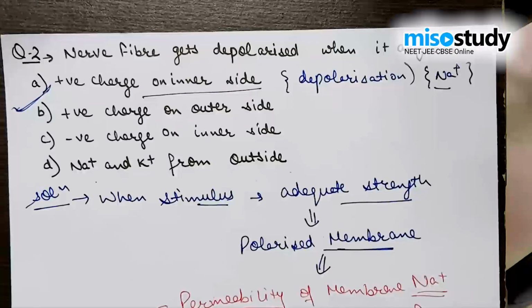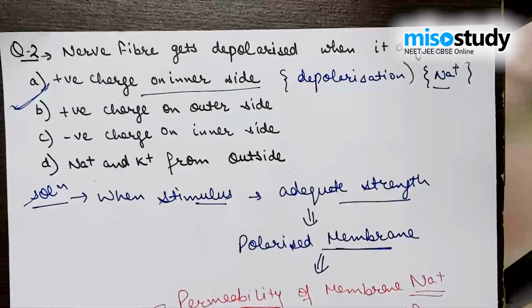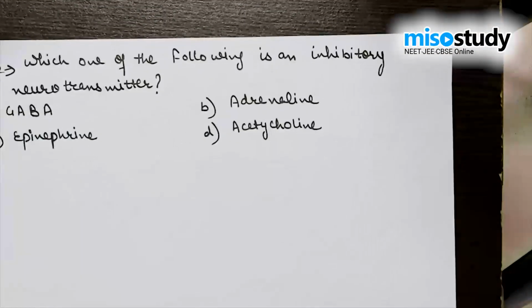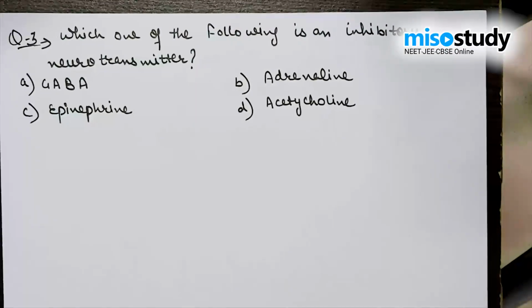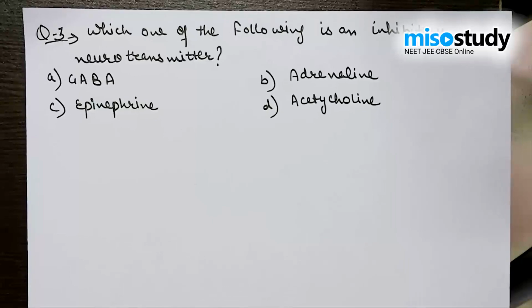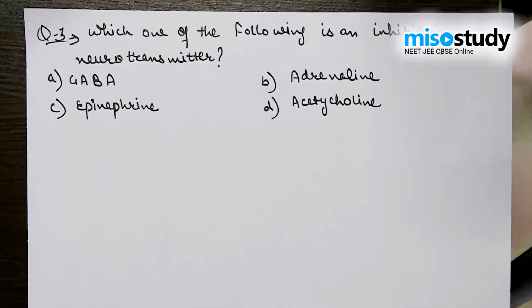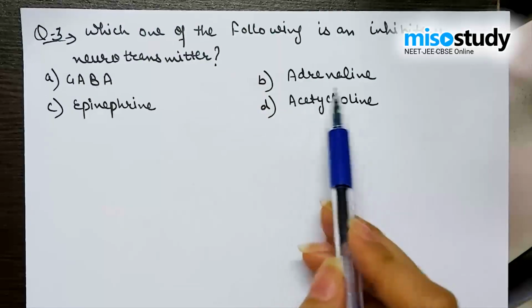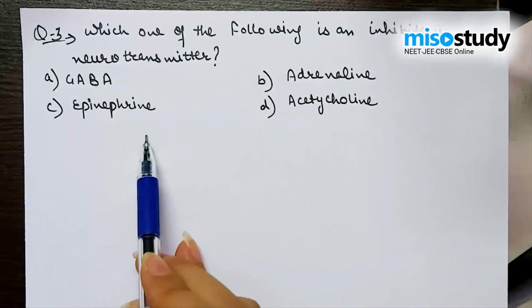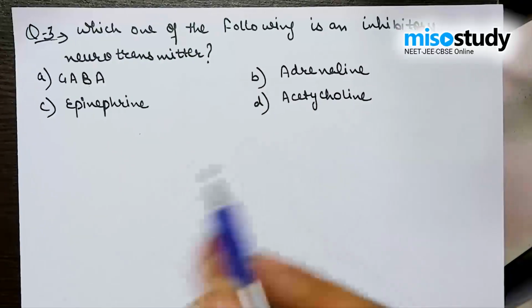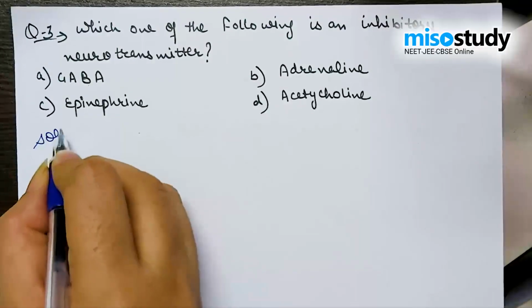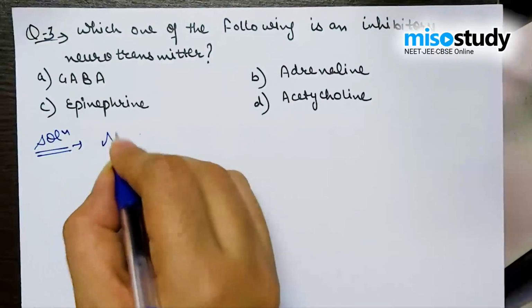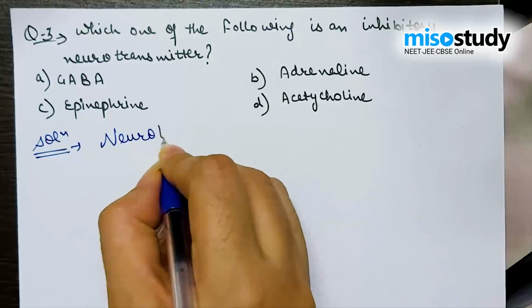Let's discuss the next one from the same section, that is, which of the following is an inhibitory neurotransmitter? The mentioned options are A, GABA, B, adrenaline, C, epinephrine, and D, acetylcholine. First of all, we discuss what a neurotransmitter is.